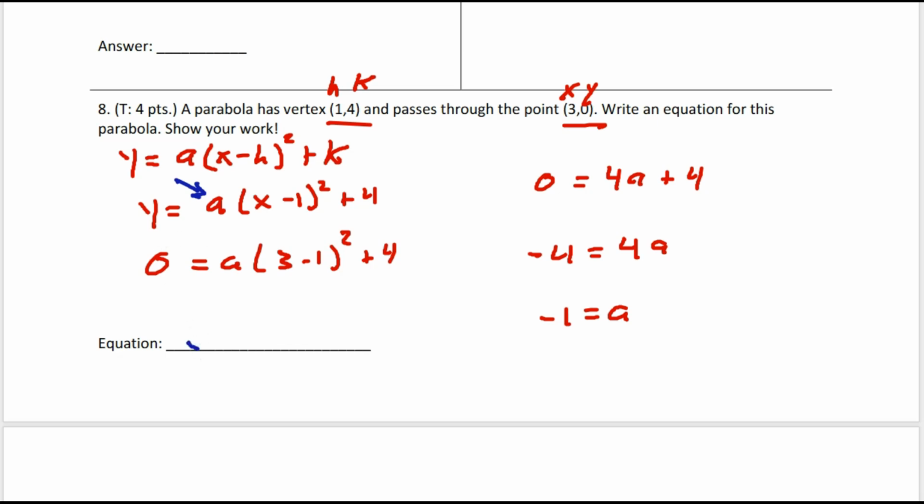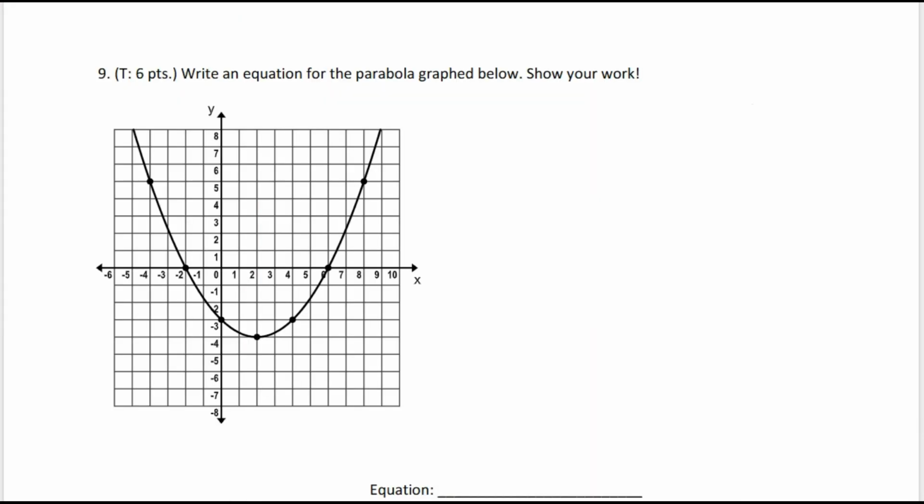So we have y equals negative 1 times (x minus 1) squared plus 4. That's the final equation for that parabola. Okay, and problem number 9, same thing. We're just given a graph. So this is going to look very similar because we just need the vertex, which is at (2, negative 4).